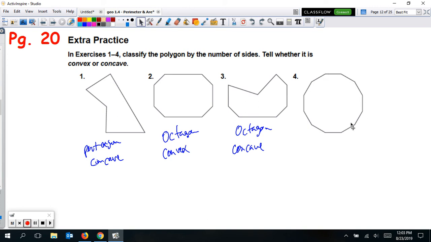And this one, you got a lot of sides on this one. There are 12 of them, so you'd call it a dodecagon. So if you counted that correctly, you counted 12 sides, calling it a dodecagon, and it's convex.